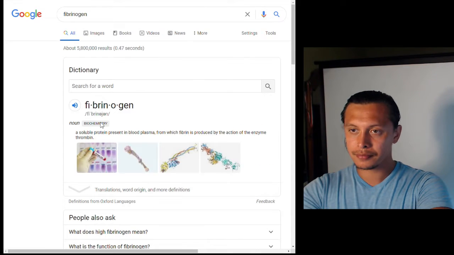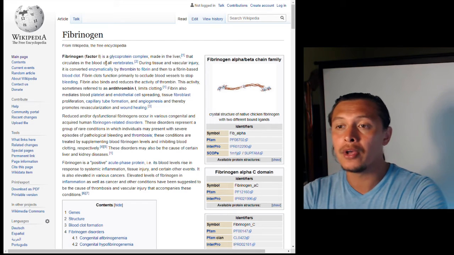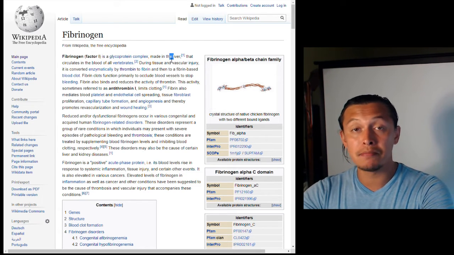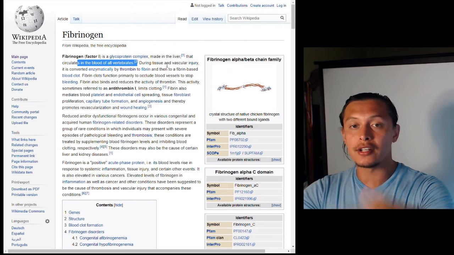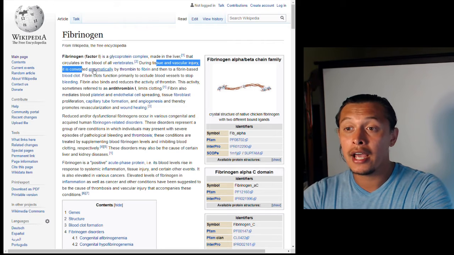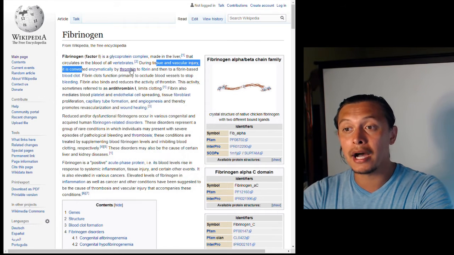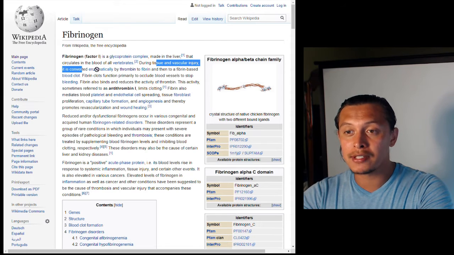So you have this fibrinogen that's floating around. It's a glycoprotein complex, made in the liver, and it circulates in the blood of all vertebrates. So yeah, I was right, it is circulating in the blood. And during tissue and vascular injury, it is converted enzymatically by thrombin into fibrin, and then the fibrin-based blood clot.